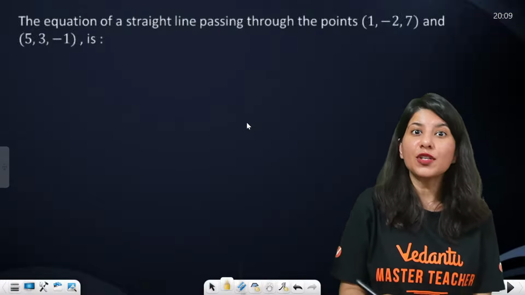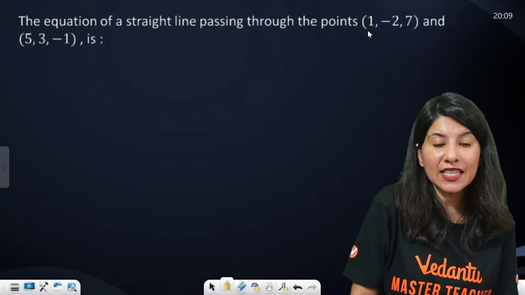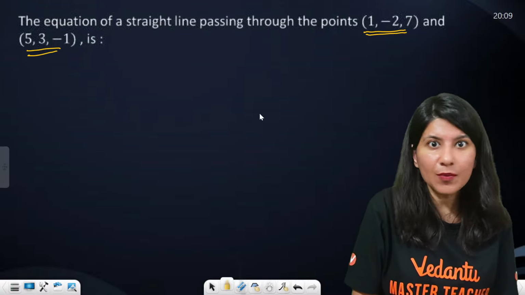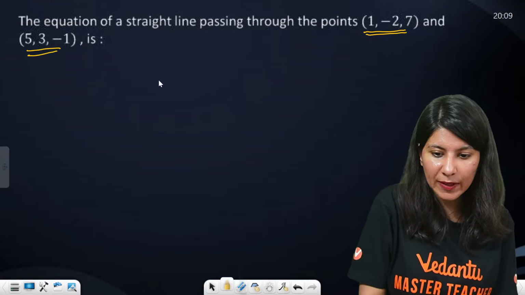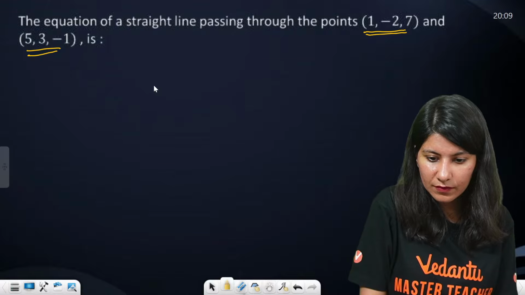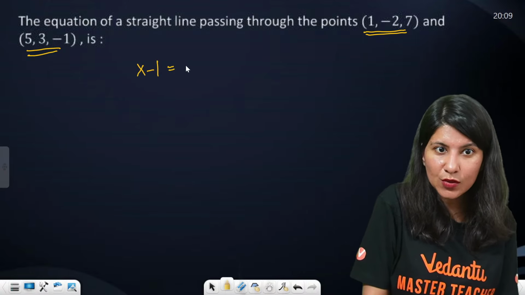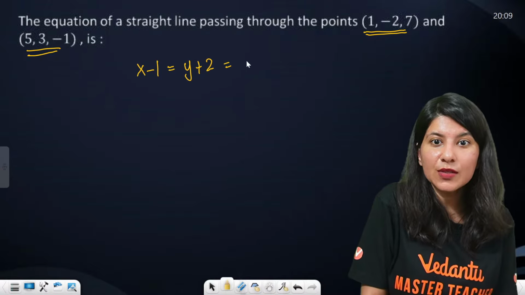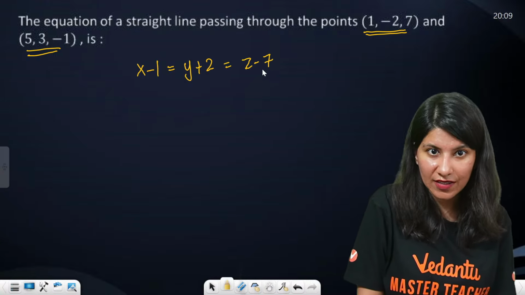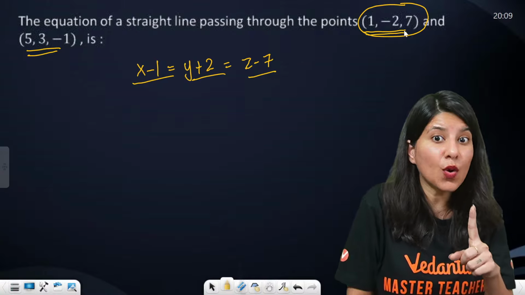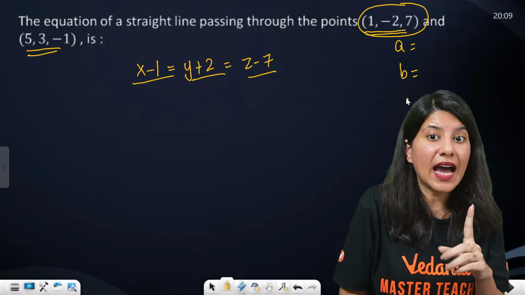One more question on your plate. Equation of straight line passing through 2 points. So 1 point, we know where to use it. x minus 1 equals y plus 2 equals z minus 7. Correct? 1 point we have utilized. Now you want a, b and c.